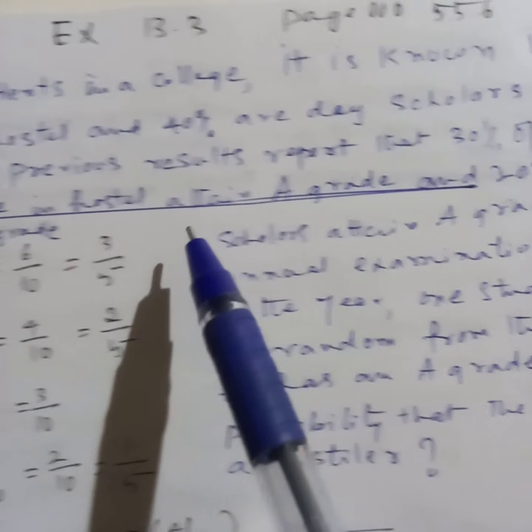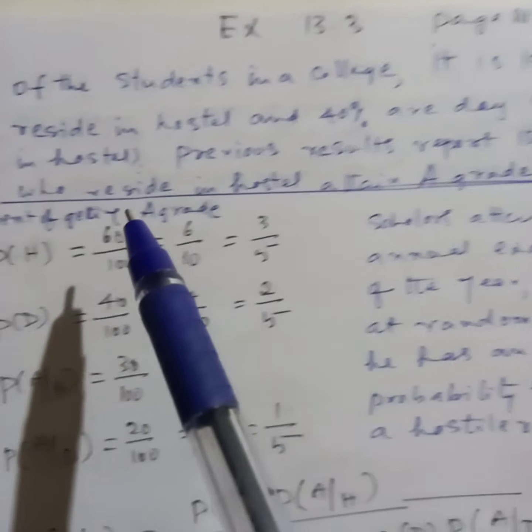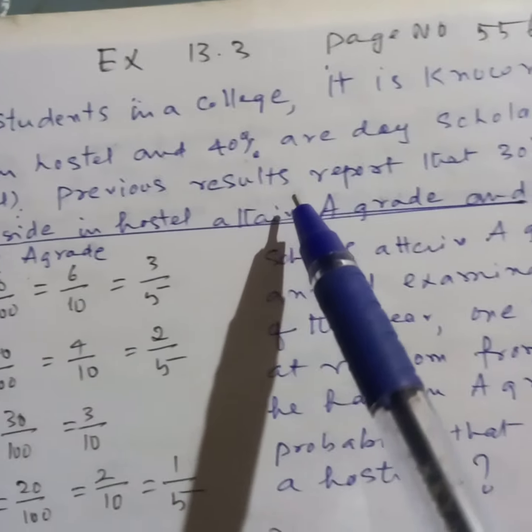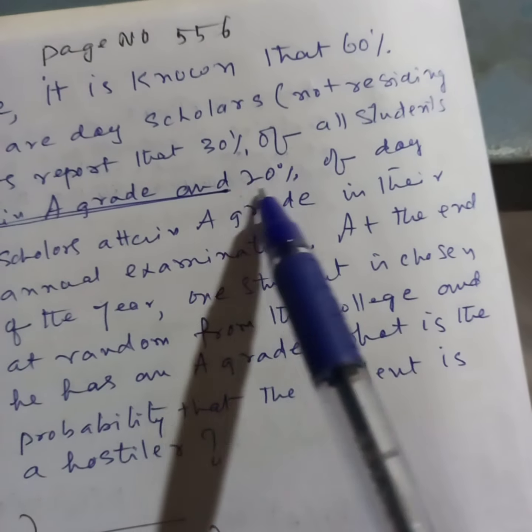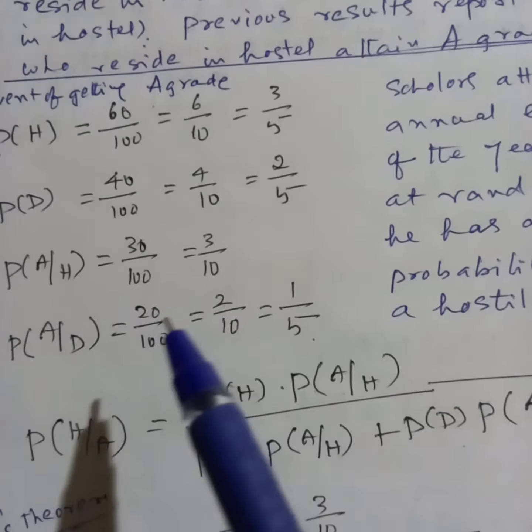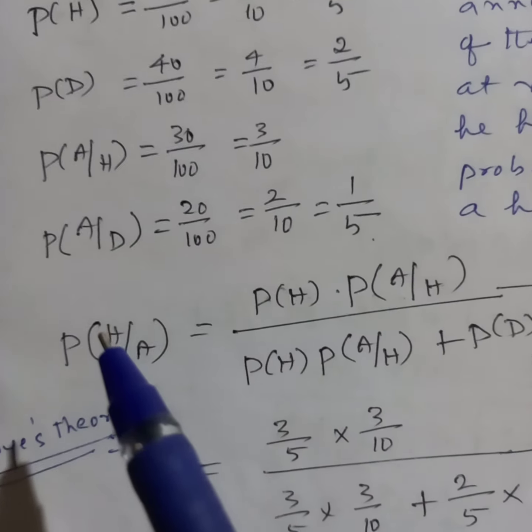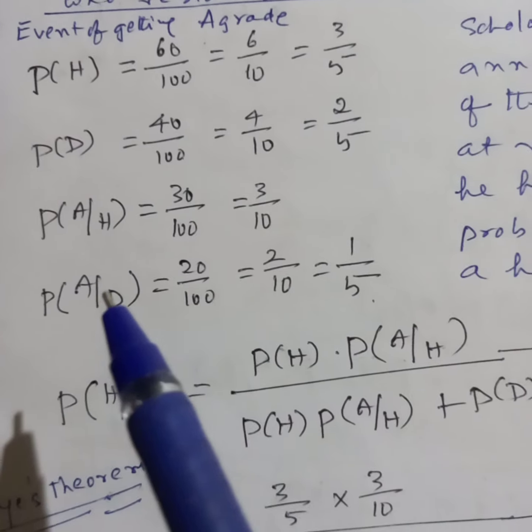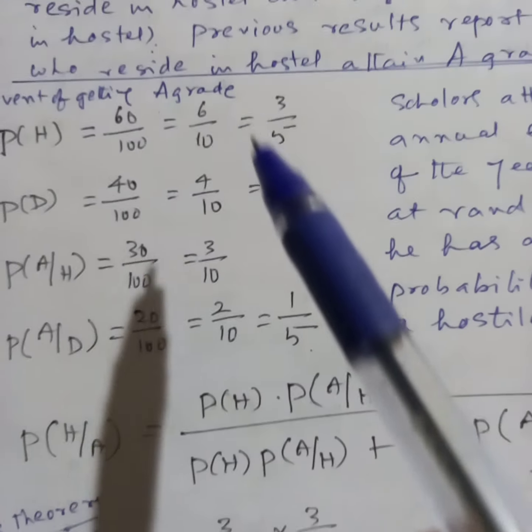Again, the probability that a student has attained A grade given that he is a day scholar. How much is that? 20%. Look here, 20%. So the probability that a student has attained A grade given that he is a day scholar is 20 out of 100. That comes to 1 by 5. So you have to remember all this.